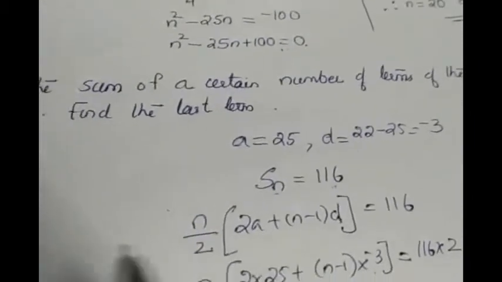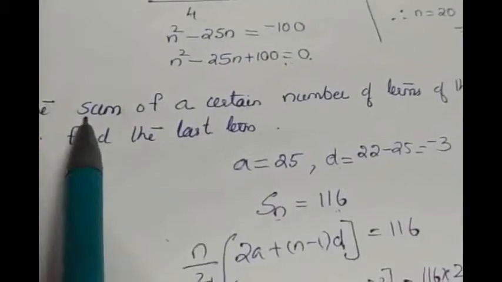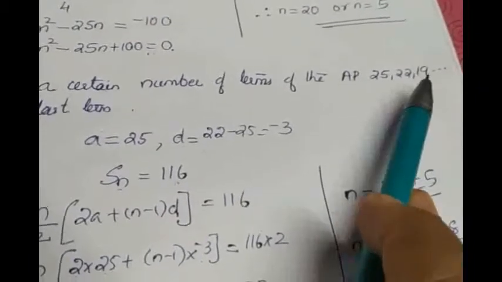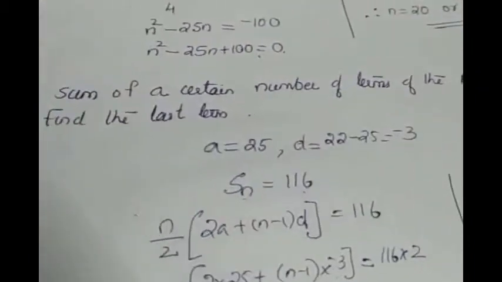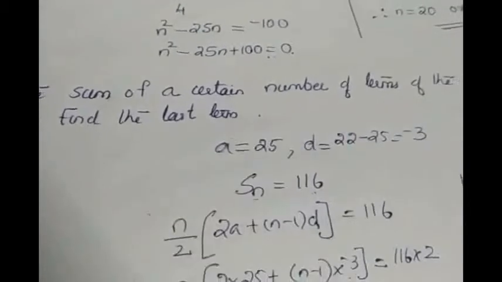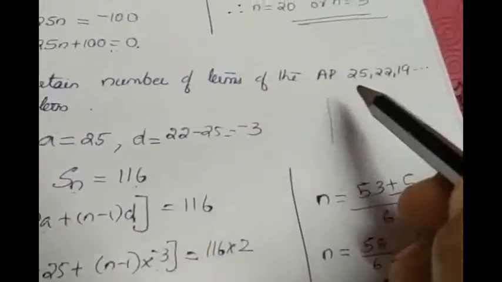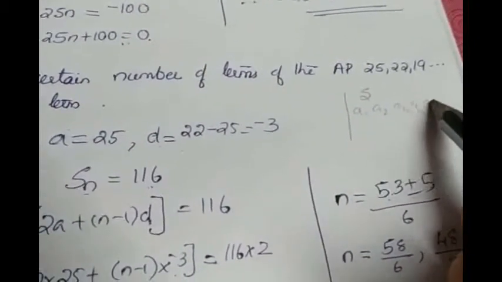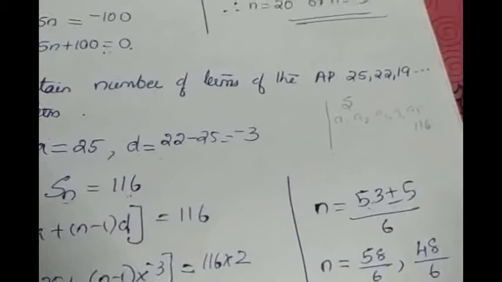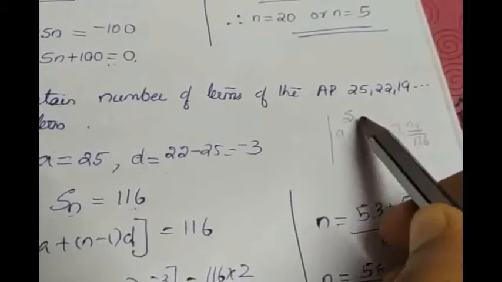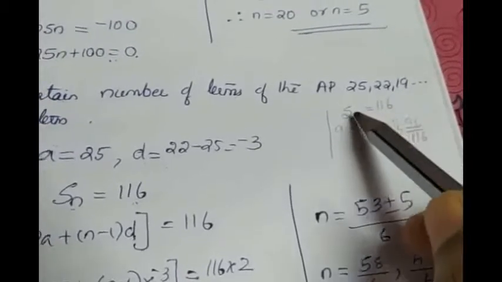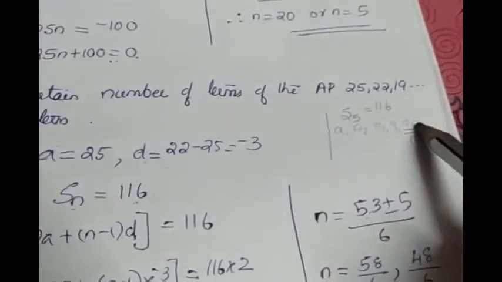Again, what about the question? We have to find the last term. The sum of a certain number of terms is given as 116. The AP was given, and its certain number of terms, the sum of which is given as 116, and we have to find the last term. Suppose you are given the question as the sum of 5 terms of the AP, that is A1, A2, A3, A4 and A5, as 116. So which will be the last term? A5, isn't it? We are given that S5 equals 116, and as per this sum, the last term is A5.